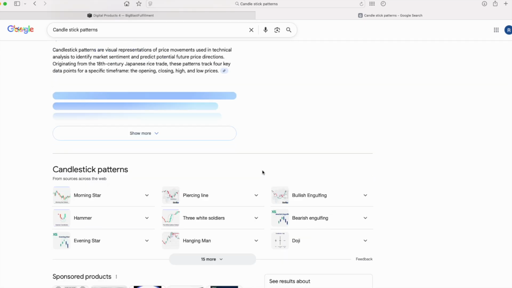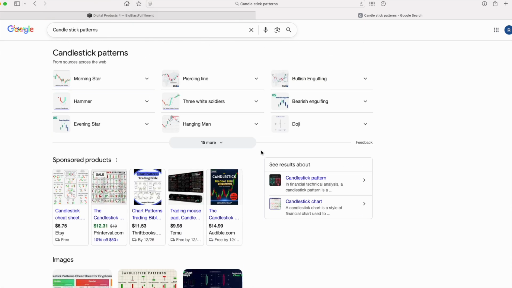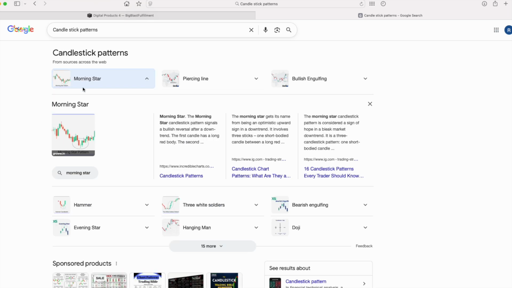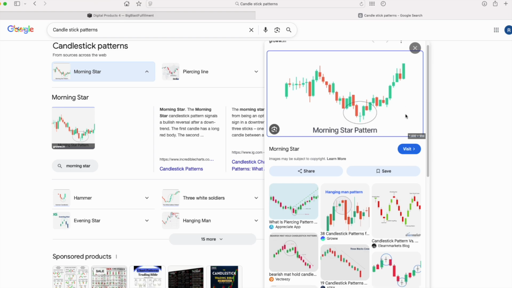And there we go. Let's do it this way. All right, so you got your morning star pattern. You're getting a nice sell off, and then you get this reversal signal, and then it takes off and goes higher. So that's your morning star pattern.